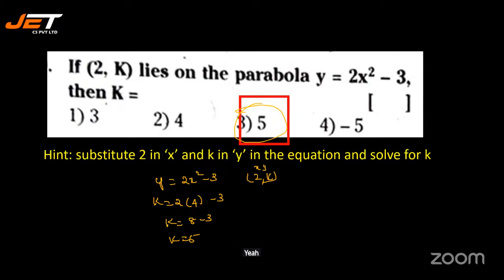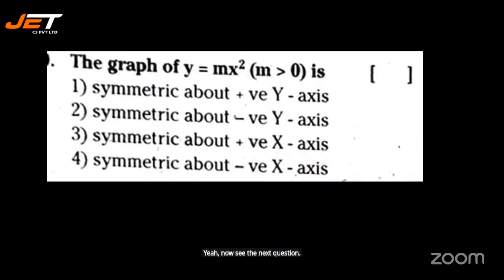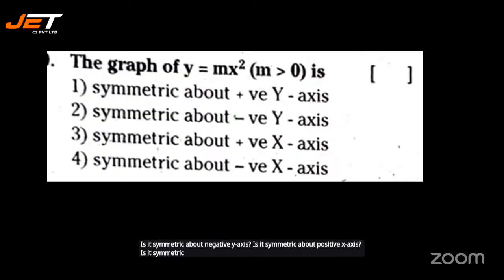Now see the next question. The graph of y is equal to mx square, where m is greater than 0, is dash. Is it symmetric about positive y-axis? Is it symmetric about negative y-axis? Is it symmetric about positive x-axis? Is it symmetric about negative x-axis?